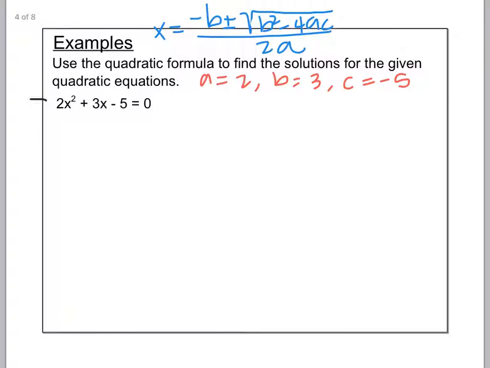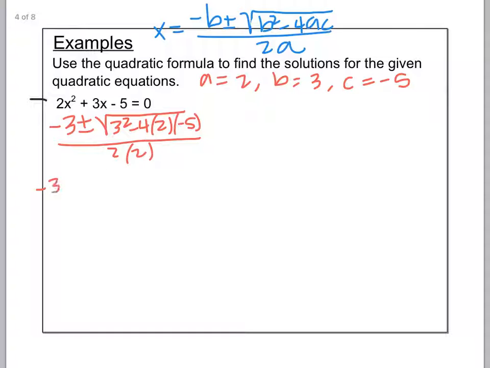So if I start following my equation, I have the opposite of b, so that gives me negative 3 plus or minus the square root of b squared, so 3 squared minus 4 times a times c, and that's all over 2 times a. So there's quite a bit going on here. My preference is usually to simplify under the square root first and go from there.